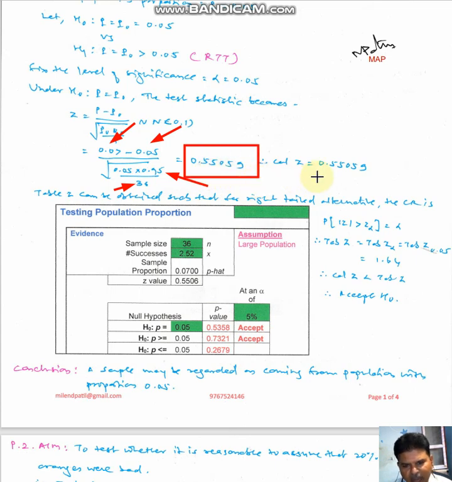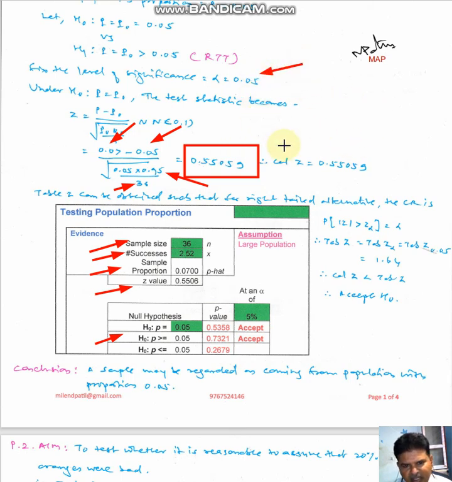So my calculated Z is 0.55. I have calculated this with the help of software. If I put all these values in the software, I am getting Z value as 0.56, which is the same as 0.55059. And what is my alternative hypothesis? The alternative hypothesis in this case is P greater than 0.05. My level of significance is 0.05. See, it is mentioned here.